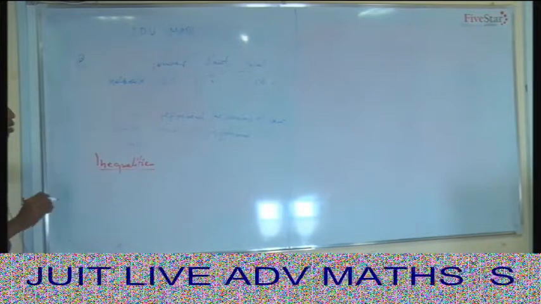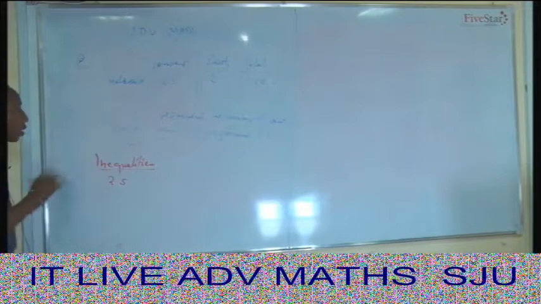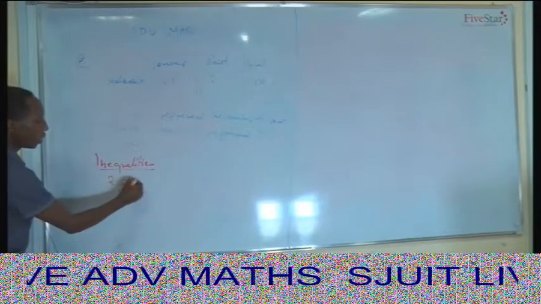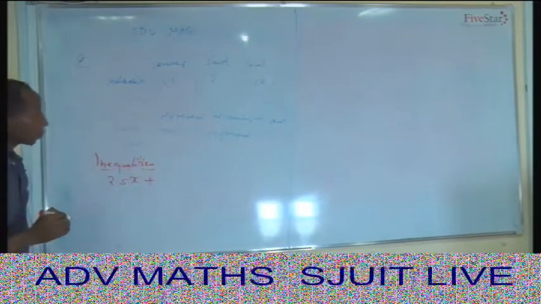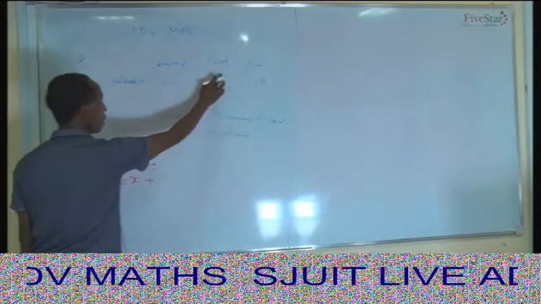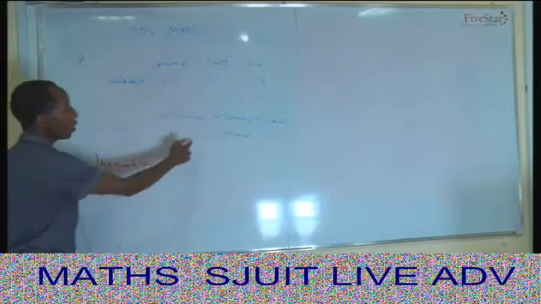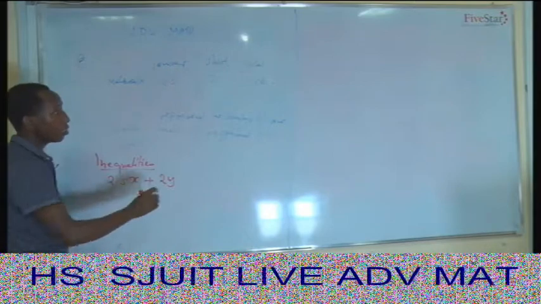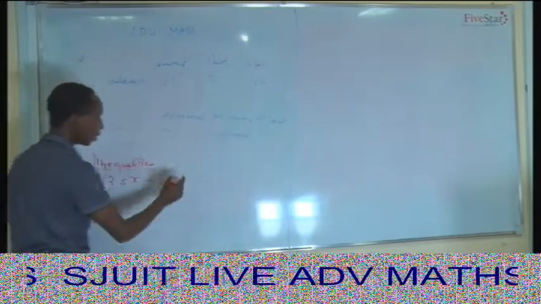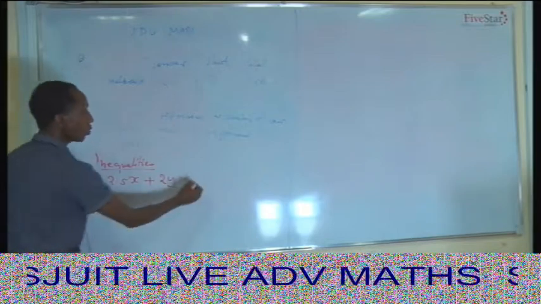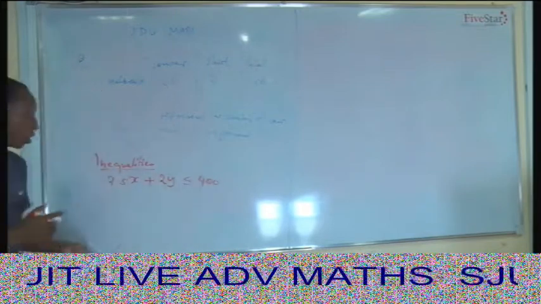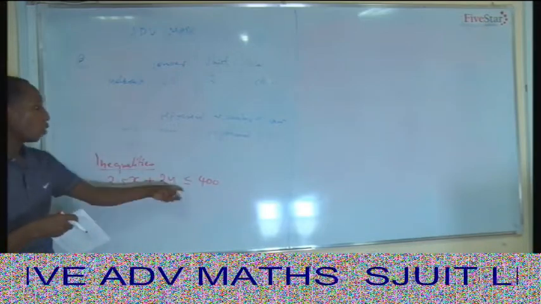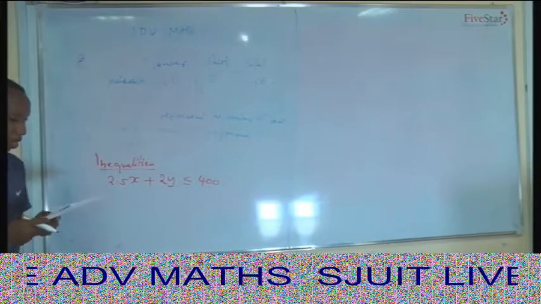So the first inequality is: each trouser requires 2.5 meter of the material, but the number of trousers made by Catherine is X, so we take 2.5 times X plus each shirt requires 2 meter of the material, but the number of shirts made is Y, so just take 2 times Y. But the total available material is 400 meters, so the total production should be less or equal to that amount, because she is supposed to use only 400 meters or less than that for the daily production.